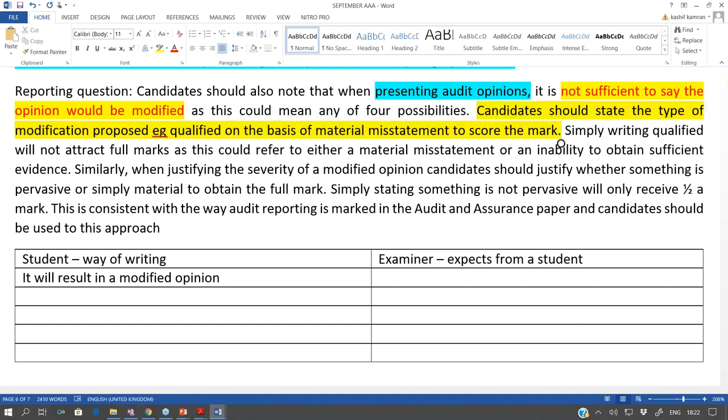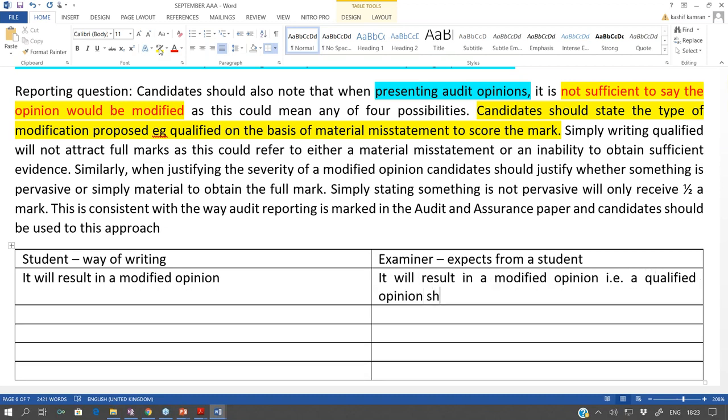Examiner says, no, this is wrong. What is right? It will result in a modified opinion, that is a qualified opinion should be given due to a material misstatement.